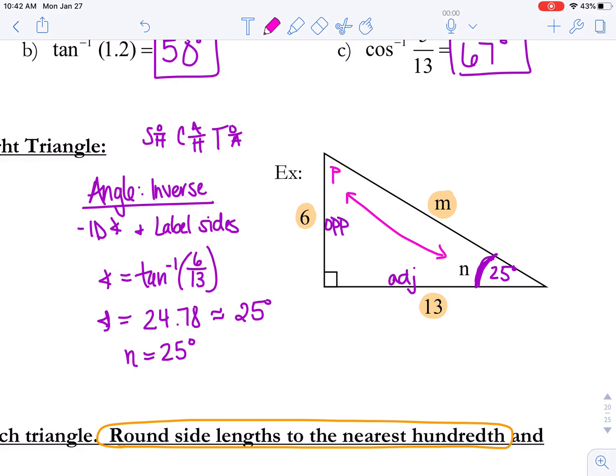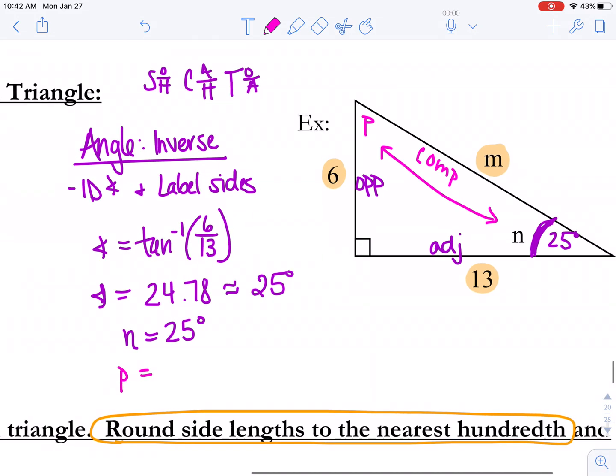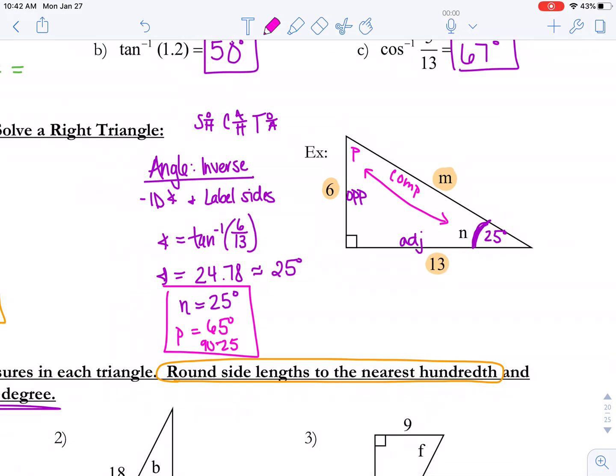What do we know about these two angles, the two acute angles in a right triangle? These two angles should be complementary. So now that we know what N is, could I ask you also what P is? Sure, it would be its complement, meaning they have to add to 90. So it would be 90 minus 25, which is 65 degrees. And so we could solve for those angles using inverse trig and then using that property that we know.